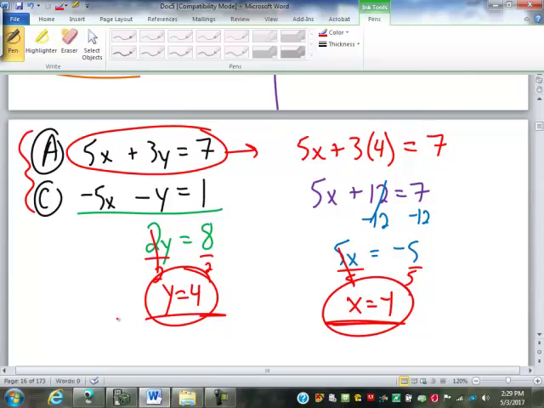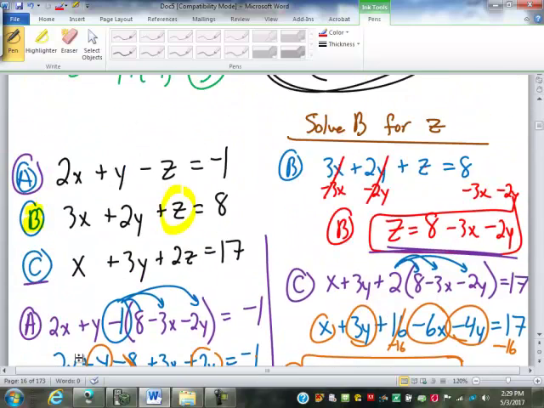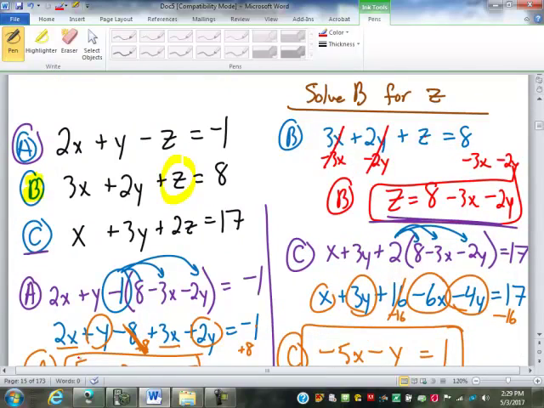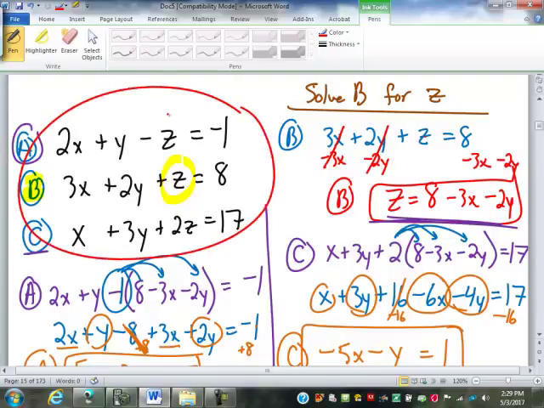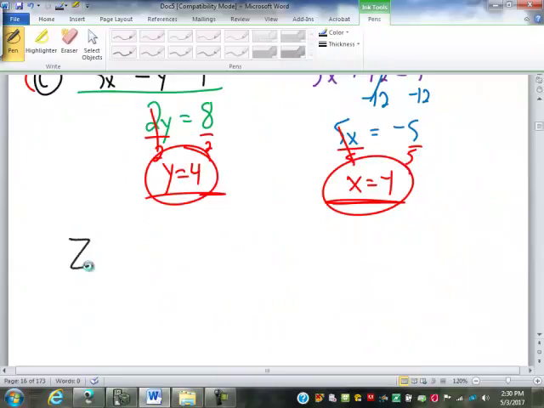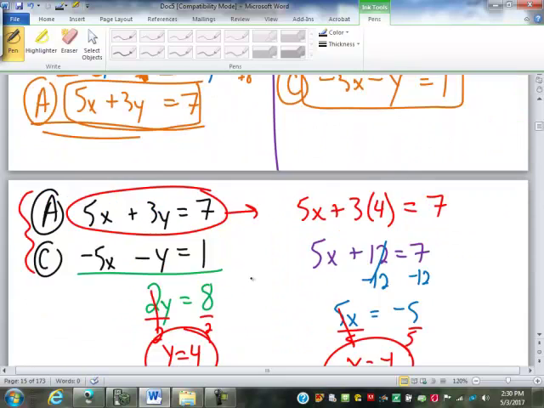So now we go back up to the original equations. And I could use any of these original equations to put x and y in to find z. But remember, we've got this one here that we already solved for z. Z equals 8 minus 3x minus 2y.